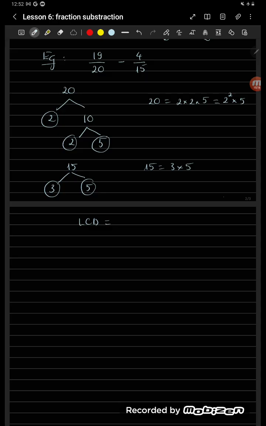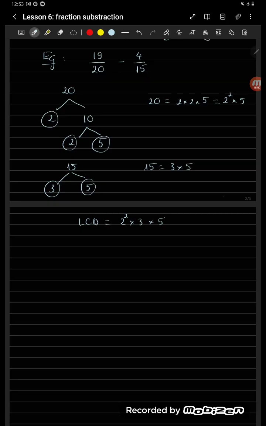equals the product of all different prime numbers. Okay, all different prime numbers. So here we have 2, 3, and 5. They are all different prime numbers with the highest power. Okay, so the highest power of number 2 here is 2. So we write 2 with power 2 here. The highest power of number 3 here is 1, so we don't need to write anything. And the highest power of number 5 here is also 1.